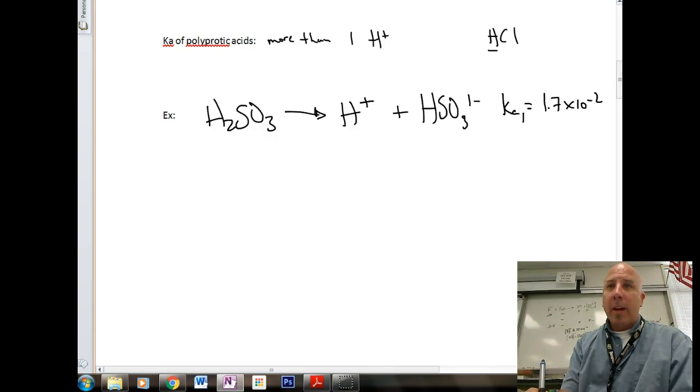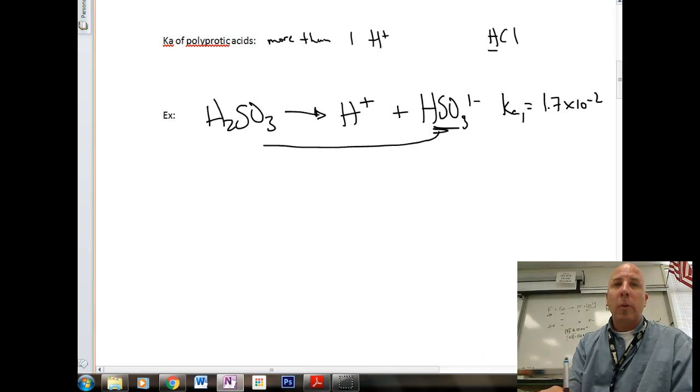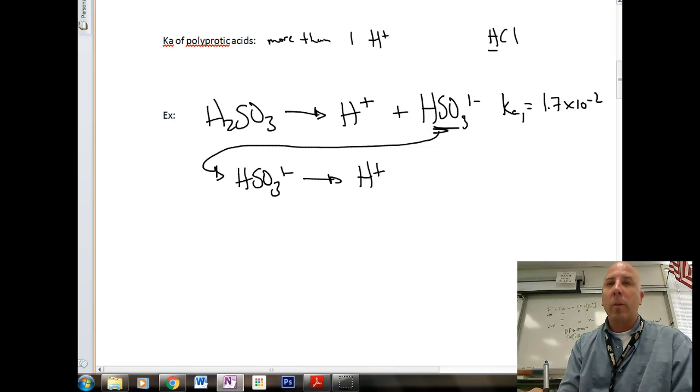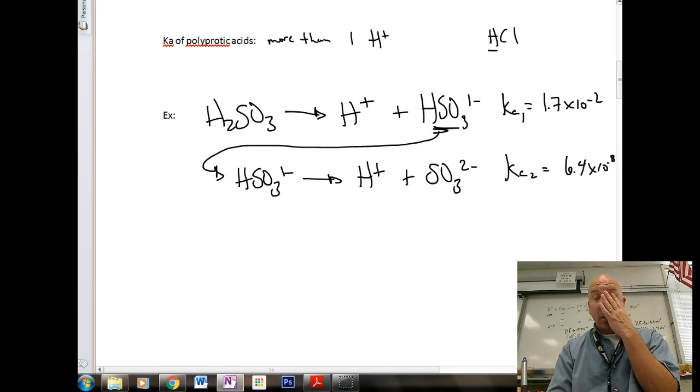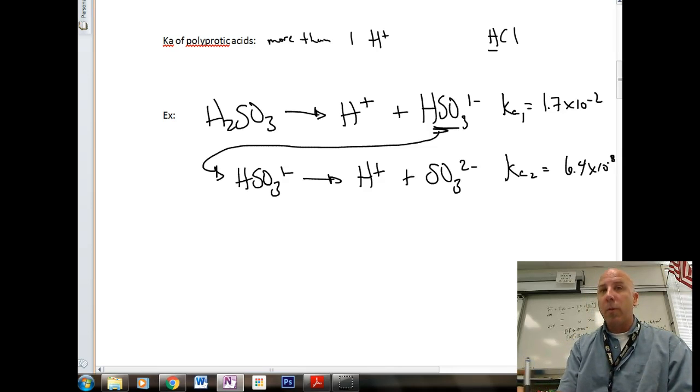Now, we can take this remaining ion, and we can also ionize it. So let's ionize off the other hydrogen. And we're going to have a Ka2 value, and it's going to be 6.4 times 10 to the negative 8. Now you notice that these two values are pretty drastically different. The first hydrogen comes off a lot easier than the second.